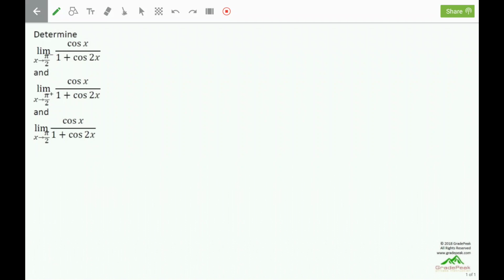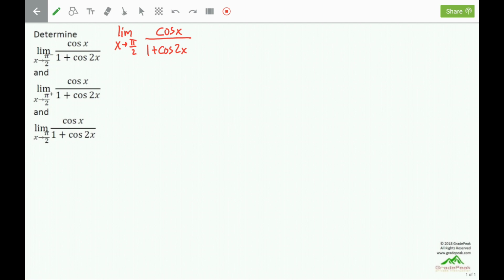Determine the left-sided limit and the right-sided limit and the two-sided limit as x approaches pi over 2 of cosine of x divided by 1 plus cosine of 2x. Each of these involves the limit as x approaches pi over 2 of cosine of x divided by 1 plus cosine of 2x.